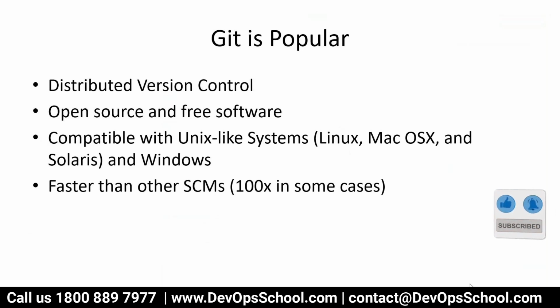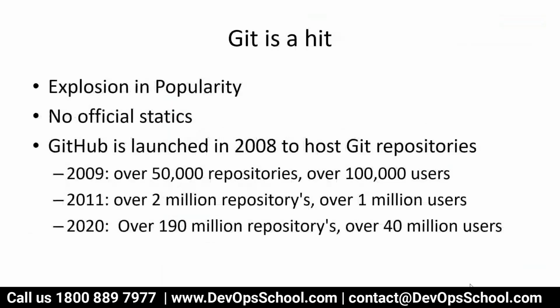So why is Git popular? I have not seen any one organization in the last 10 years that is not using Git. It's a distributed version control, open source, free, compatible with all operating systems, and it's local, so it's faster than other SCMs, even 100x. What is local? I'll talk about it. You can look at some of the stats, a little old, maybe 2 or 3 years old, but you can look at the stats and popularity.